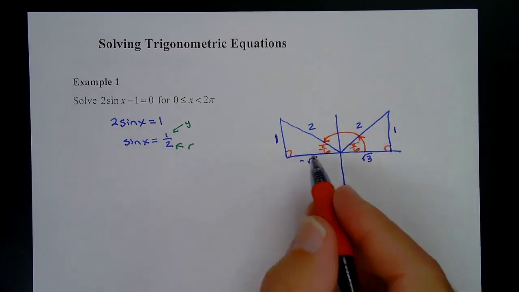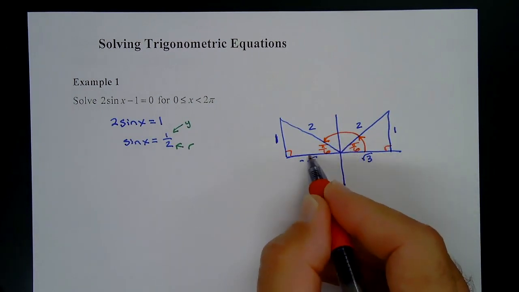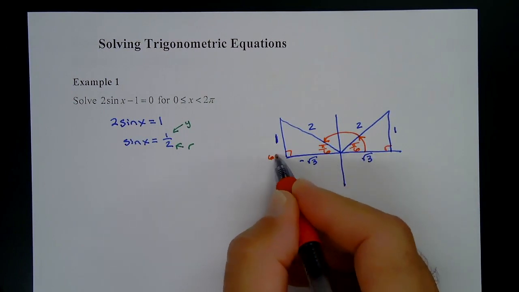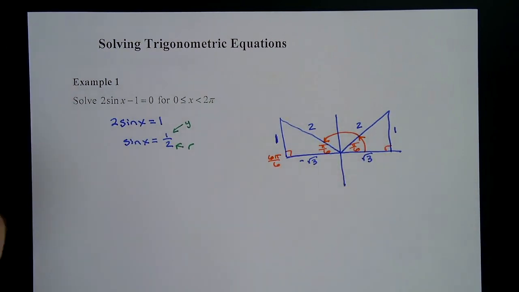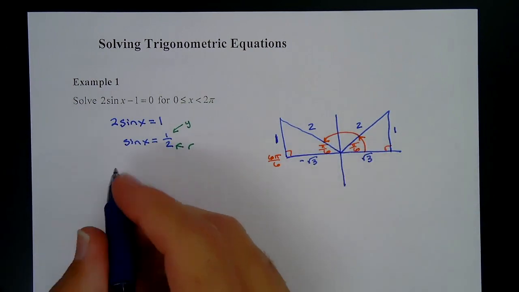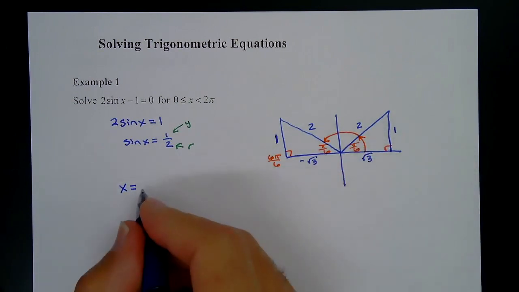Recall that the angle from here all the way to here is pi. In this case, because our denominator is 6, I'm going to call it 6 pi over 6. So what's the angle that I would have to rotate? In other words, what's this x value? Well, x would have to be exactly pi over 6.